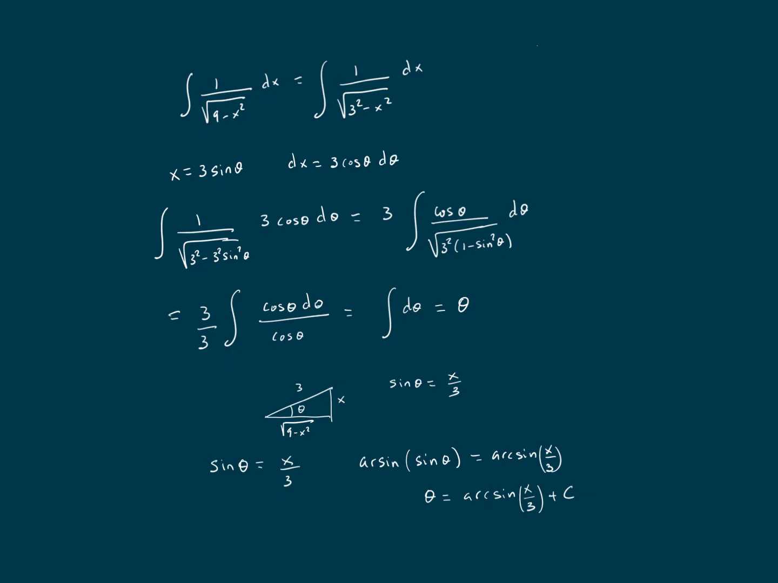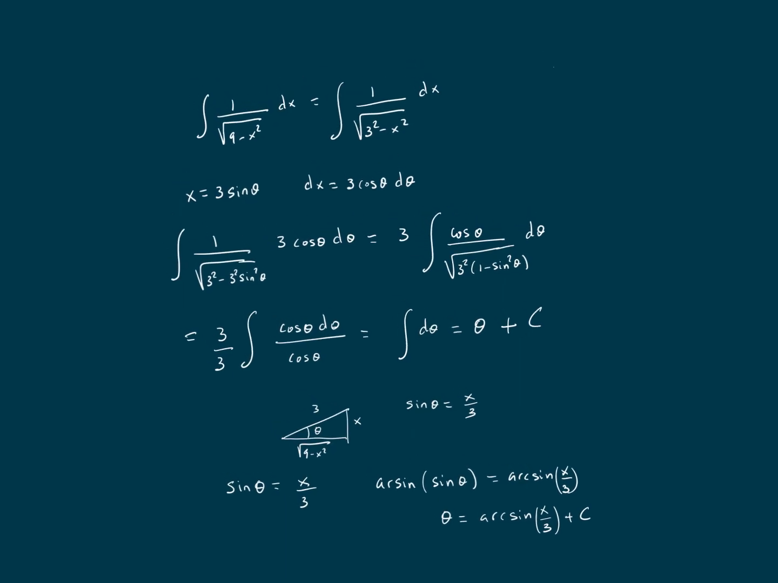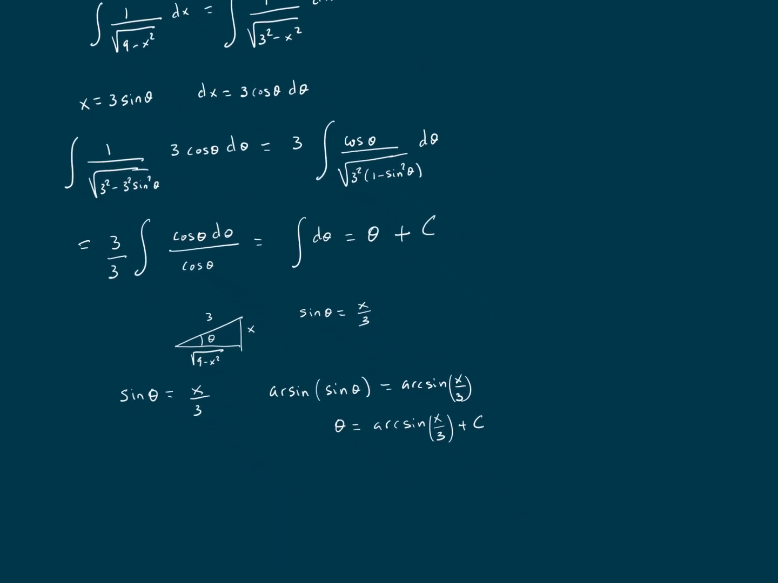So it will appear only d theta. So the integral of d theta is theta plus c. Okay, but we still don't know what theta is. But we know that x was chosen to be x equal 3 sine of theta. So sine of theta is x divided by 3.